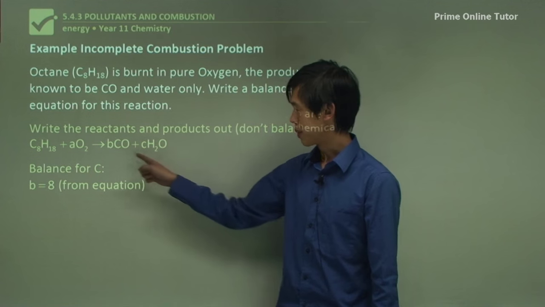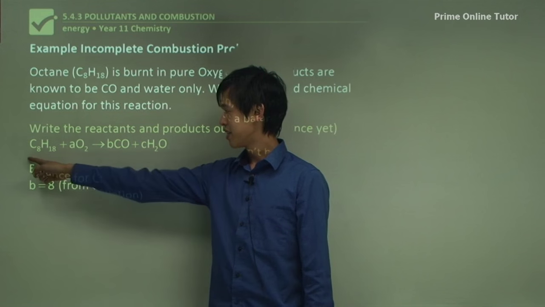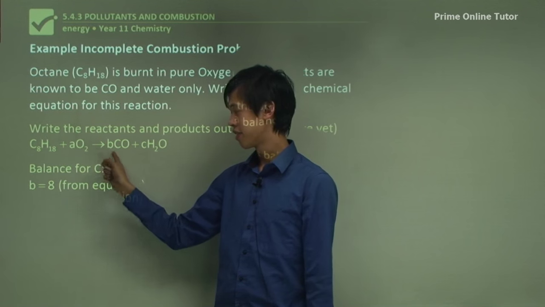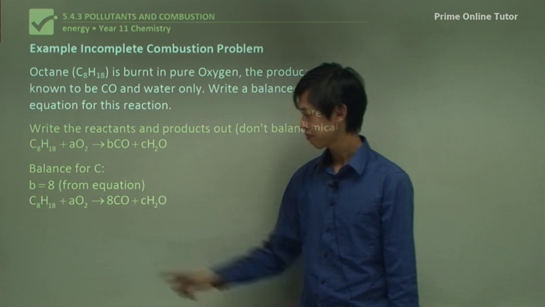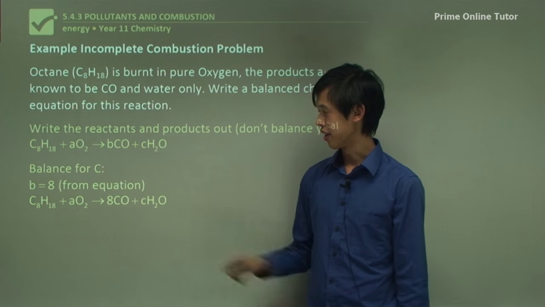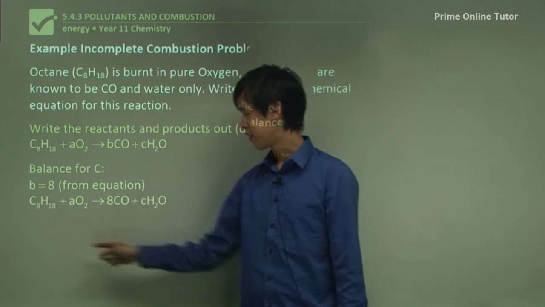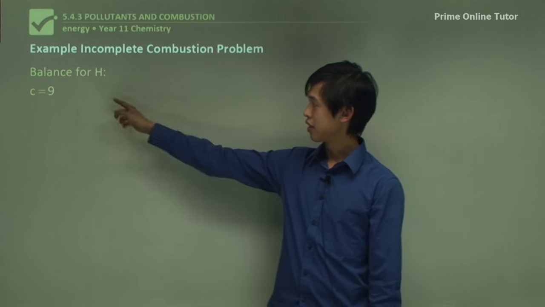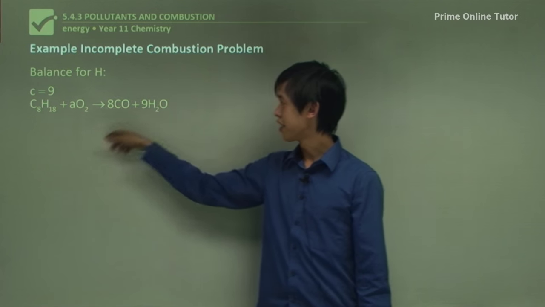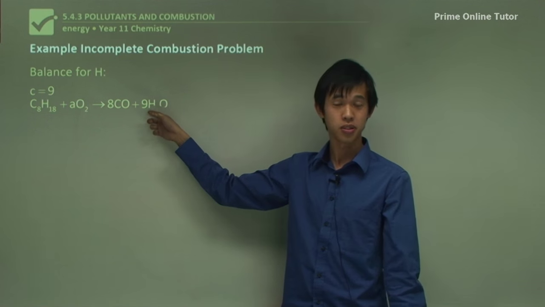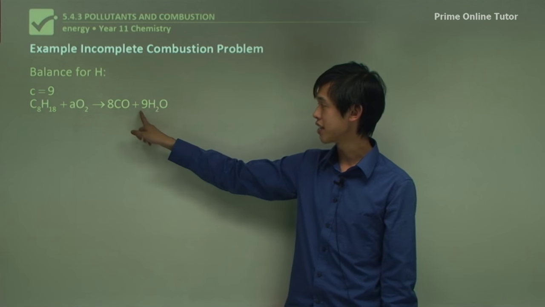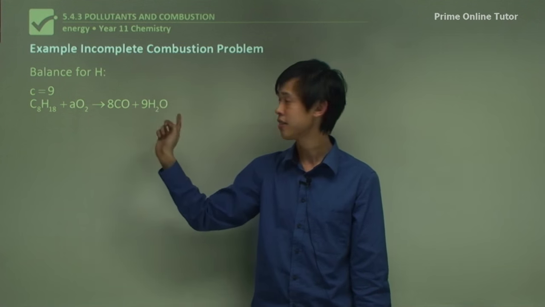So let's start with C. From here, you can see there's 8 on this side, so there must be 8 on this side, so B must be 8. And then there's 18 on this side for H, and 2 on this side. How many times does 2 go into 18? Well, 9 times, so now there's 18 on both sides.